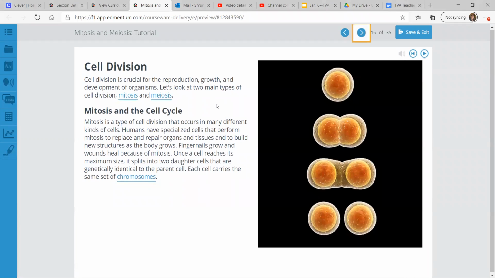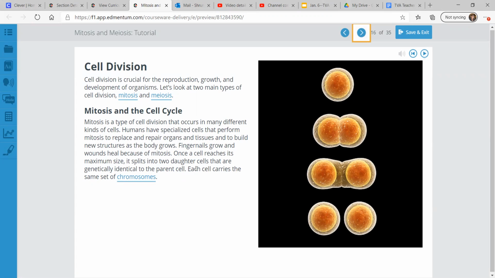Cell division is a crucial, very important part of reproduction, growth, and development of organisms. So we're going to look at two main types, mitosis and meiosis. Mitosis and the cell cycle.